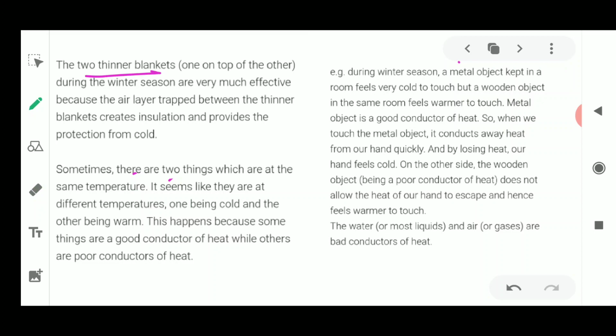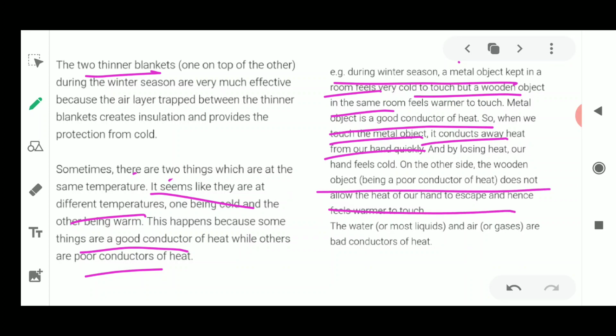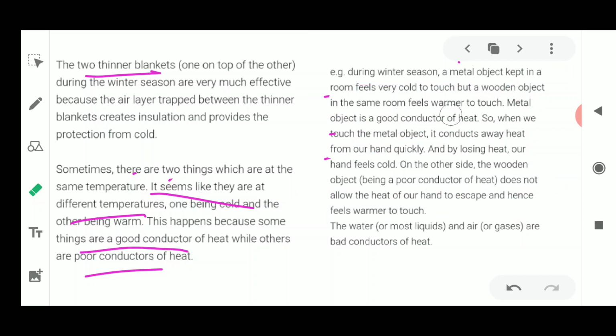Sometimes there are two things at the same temperature, but it seems like they are at different temperatures, one being cold and another being warm. This happens because some things are good conductors of heat, whereas others are poor conductors of heat. During the winter season, a metal object kept in the room feels colder to touch, but a wooden object at the same time feels warmer to touch. A metal object is a good conductor of heat, so when we touch it, it conducts heat away from our hand quickly. By losing heat, our hand feels cooled. On the other hand, a wooden object being a poor conductor of heat does not allow the heat to escape from your hand, so you feel warmer to touch. So this is the reason.